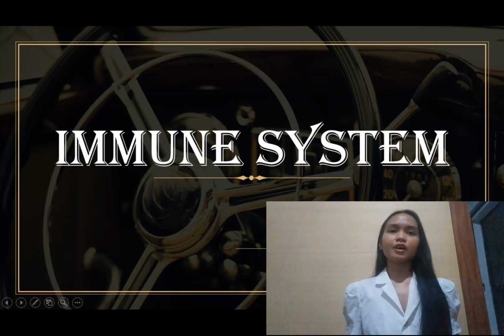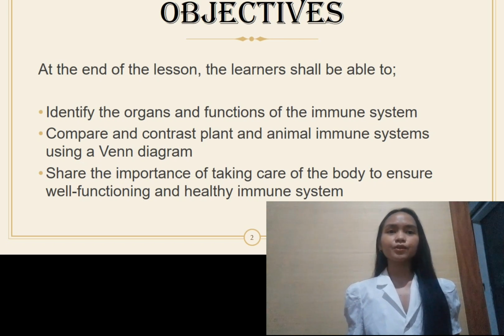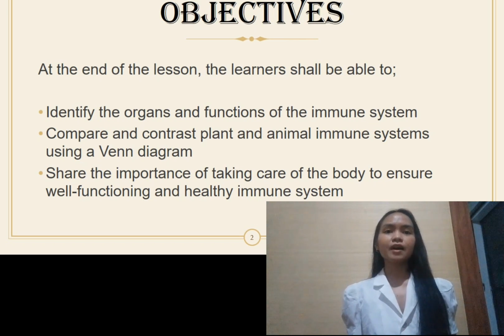We are here to talk about the immune system. At the end of the lesson, the learners shall be able to identify the organs and functions of the immune system, compare and contrast plant and animal immune systems using a Venn diagram, and share the importance of taking care of the body to ensure a well-functioning and healthy immune system.